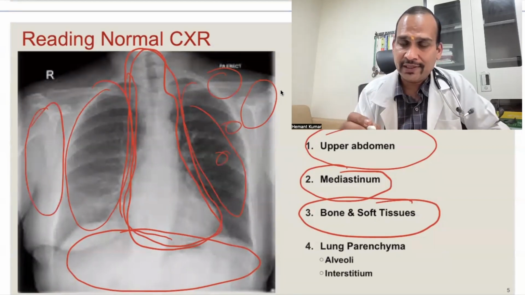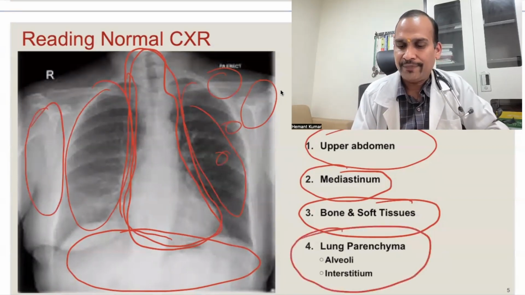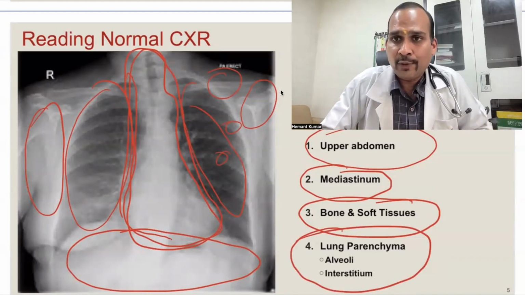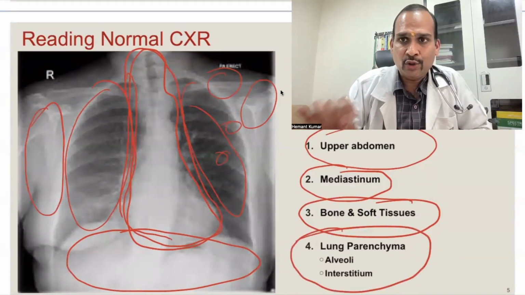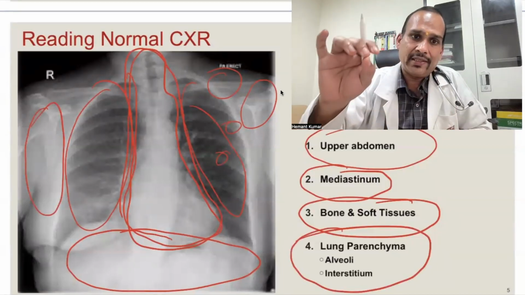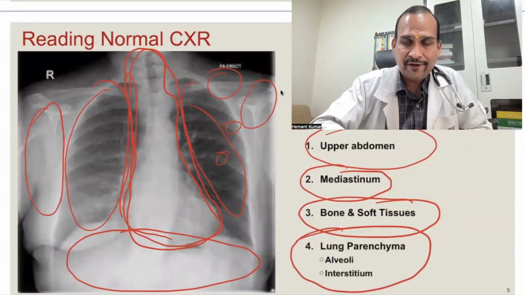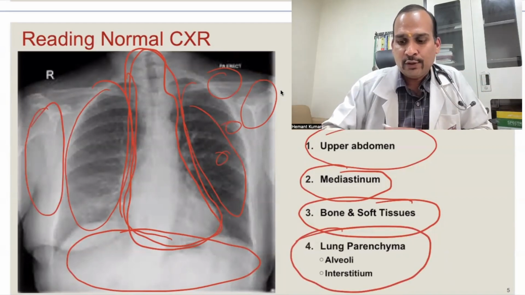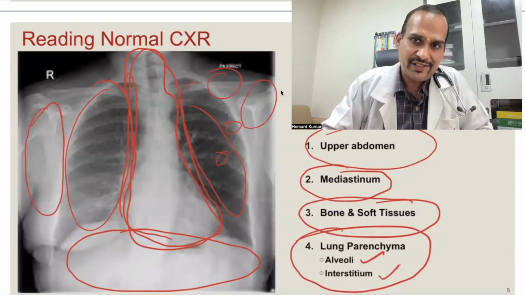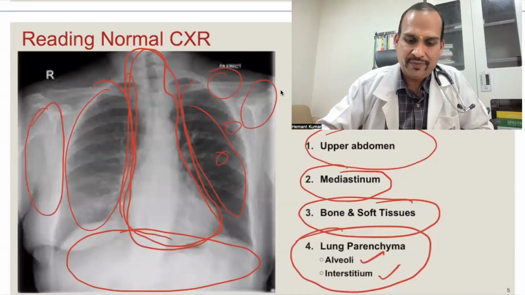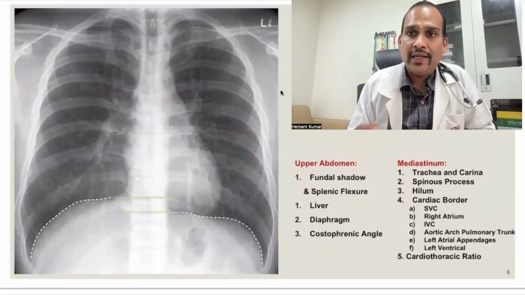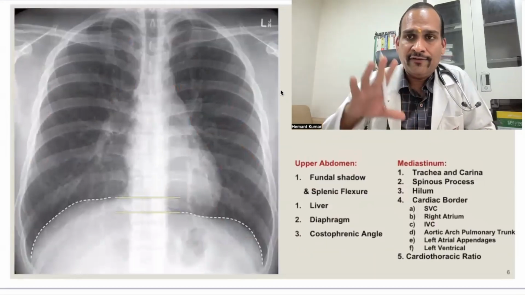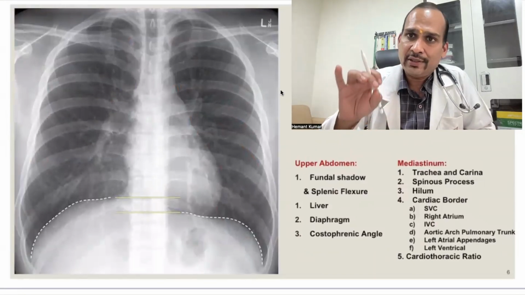Last, the important thing, is the lung parenchyma, because most of the abnormalities are in the lung parenchyma. We should see it last so that we should not miss other things in other parts like the mediastinum, diaphragm, bone. In the lung parenchyma, we should look for alveoli and interstitium. I'll discuss one by one. So this is a normal X-ray in front of you.